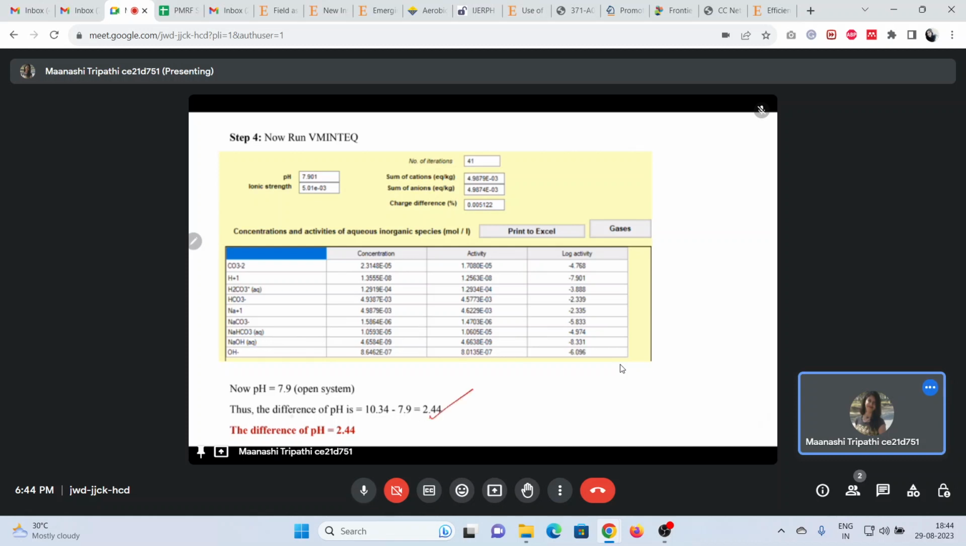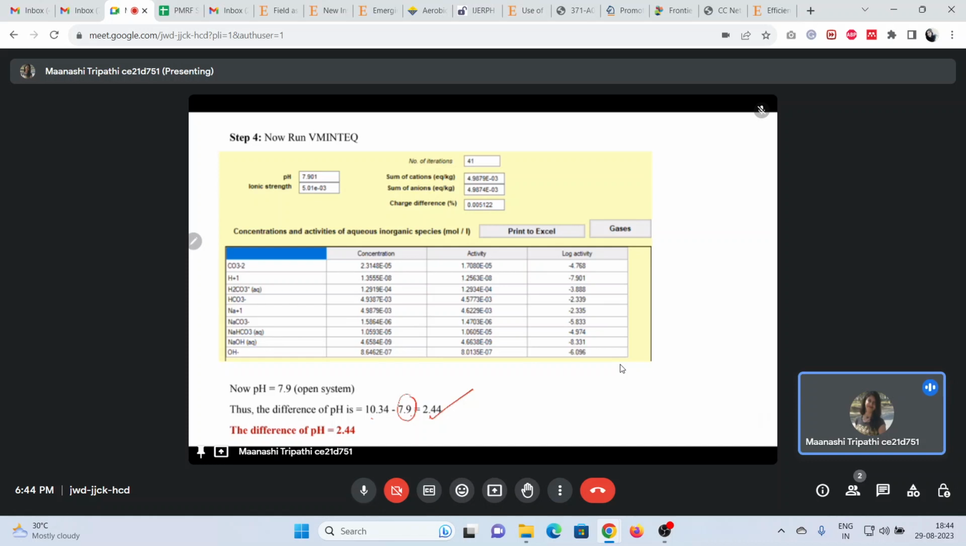So what is the difference between the pH in the closed and open system? It is 10.34 minus 7.9. So why did the pH reduce in the open system? Because carbon dioxide is giving carbonic acid at this particular pH. So it is reducing the pH, it's suppressing the pH. That's why we are getting this difference between open and closed systems.